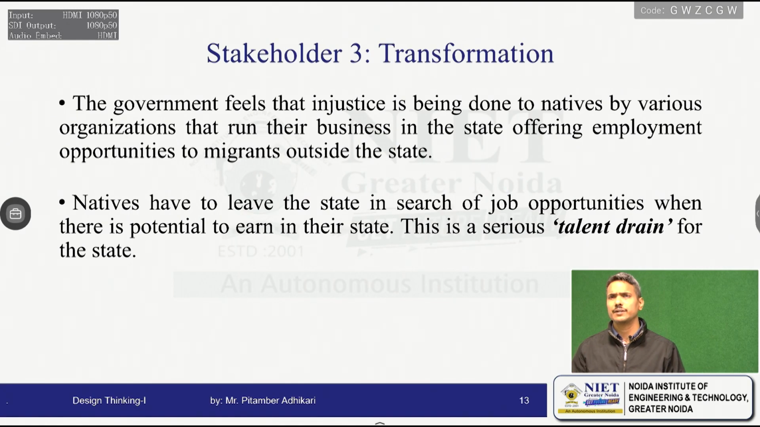Then after actors, the third one is stakeholder 3. The name is transformation. As I have already discussed the meaning of transformation, here we will discuss the problem, what the actual problem is and how we are going to solve that problem. So all this we will discuss under this category, that is transformation. Okay, so this is the third case, that is transformation.